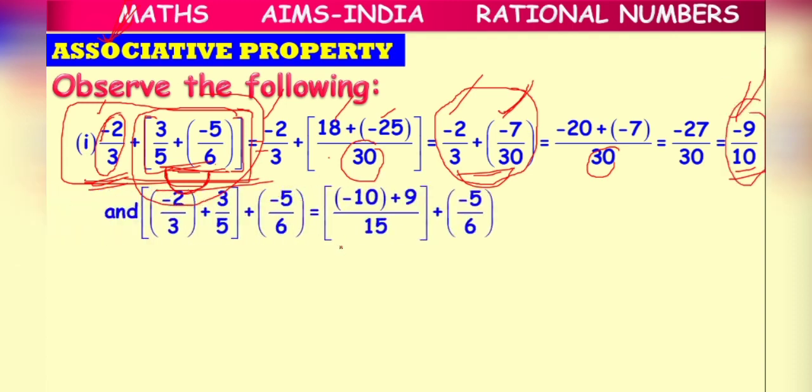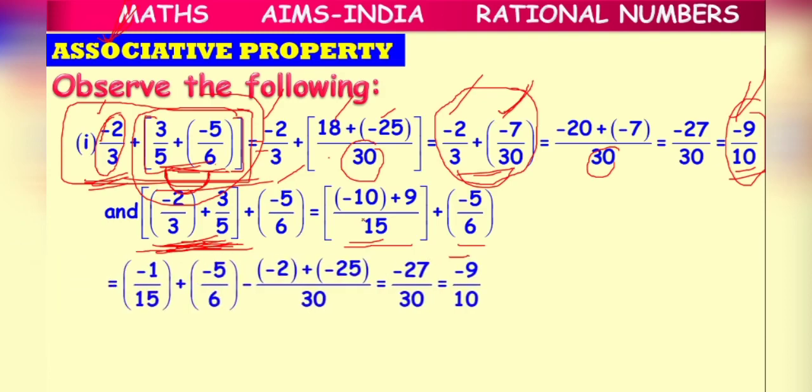Let's see one more process. Here, in this process, first and second rational numbers are grouped together. Third one is kept separate. First and second simplified, we got minus 1 by 15. Third one is minus 5 by 6. After adding both of them, we got the answer minus 9 by 10.